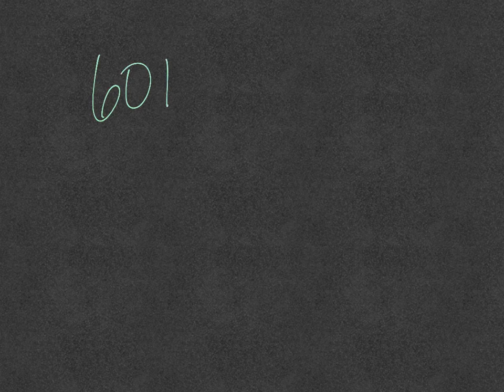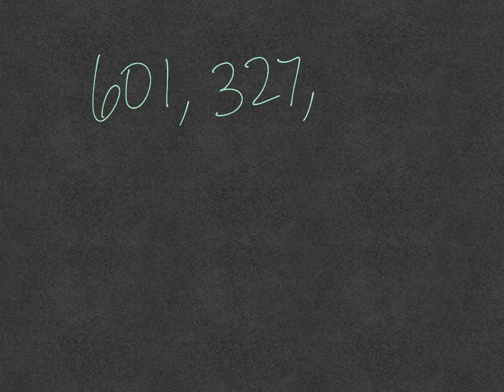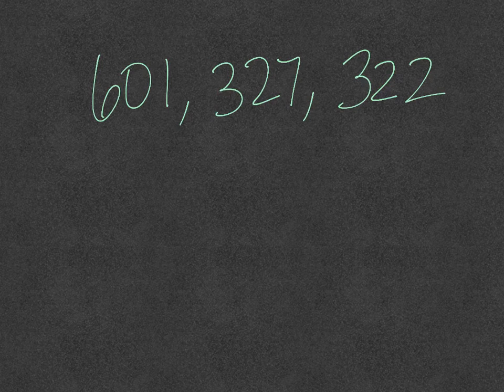Let's work on this one more time. Let's look at 3 more numbers. Let's look at 601, 327, and 322. Okay? So now we've got 3 numbers that all need to be put in order from least to greatest.